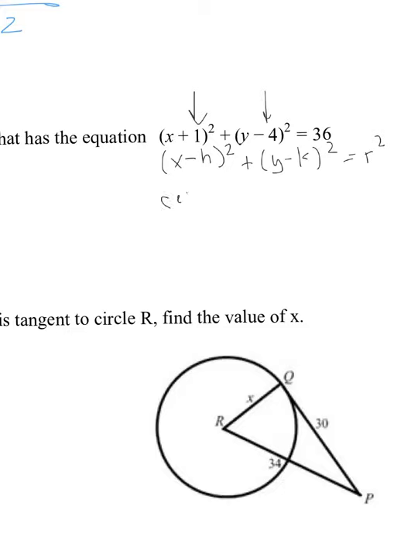So our center is simply going to be (−1, +4), because the opposite of +1 is −1 and the opposite of −4 is +4. And it equals r squared. So this is our r squared. So what number squared is 36? Well, that would of course be 6. So the radius would be 6.